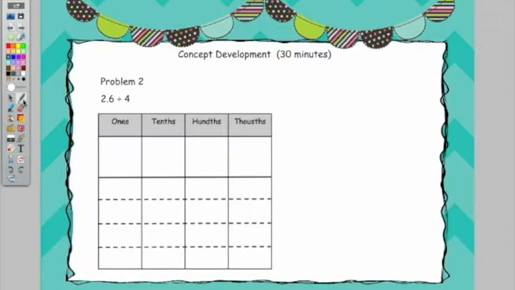So let's set up 2 and 6 tenths divided by 4 on the standard algorithm. Go ahead and write that down. Who remembers why I just get to write my decimal straight up? Sadie? There's going to be the same amount. You're right. You're going to end up with the same place value that you started with. Do you remember why? We're dividing by a whole number, okay?